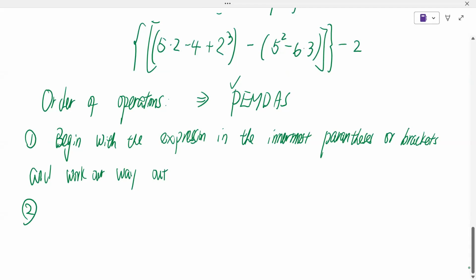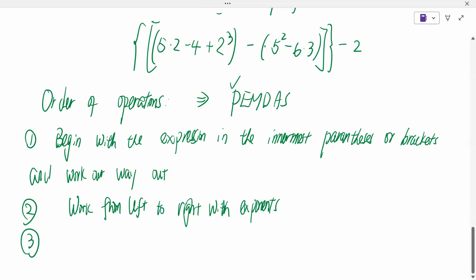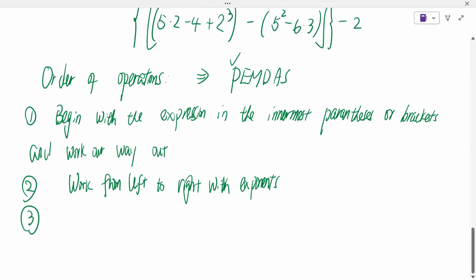Secondly, work from left to right with the exponents first. And the third step, so we take care of E, right? E means exponent. So this is kind of like the rank, right? Parentheses goes first rank, exponent second rank, multiplication and division will be the third rank, right?